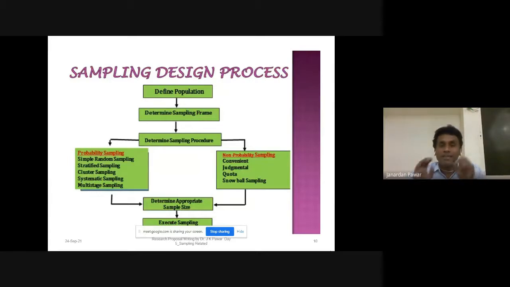Once the method is decided, then go for determining the appropriate sample size. Once you are able to apply the method of sampling, automatically you will get that particular sample size. When you get that particular number, which is called the sample size, then you start executing the sampling and start collecting data. And once the data is collected, then you can go for analysis of data.